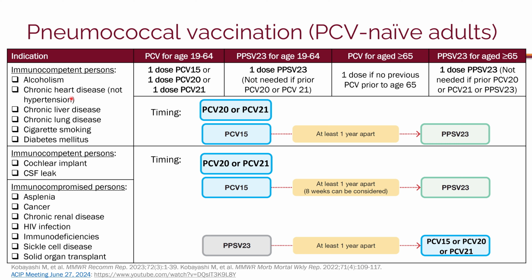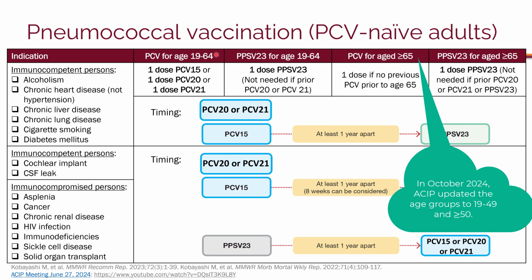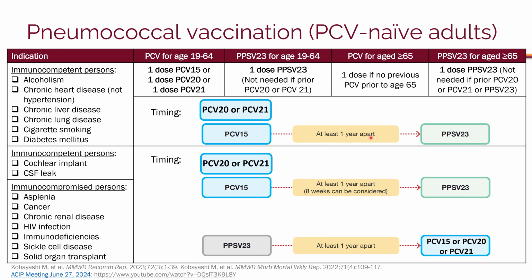And the next one is chronic heart disease, but not hypertension. So there are things like heart failure, chronic liver disease, such as cirrhosis, chronic lung disease like COPD, cigarette smoking, and diabetes. For these people, prior to age 65, between 19 and 64, it's required for them to receive a PCV vaccine. So is there PCV15, 20, or 21? And if it's PCV20 or 21, there's no need for PPSV23, just like healthy people. But with PCV15, they do need to get the PPSV23 a year later.